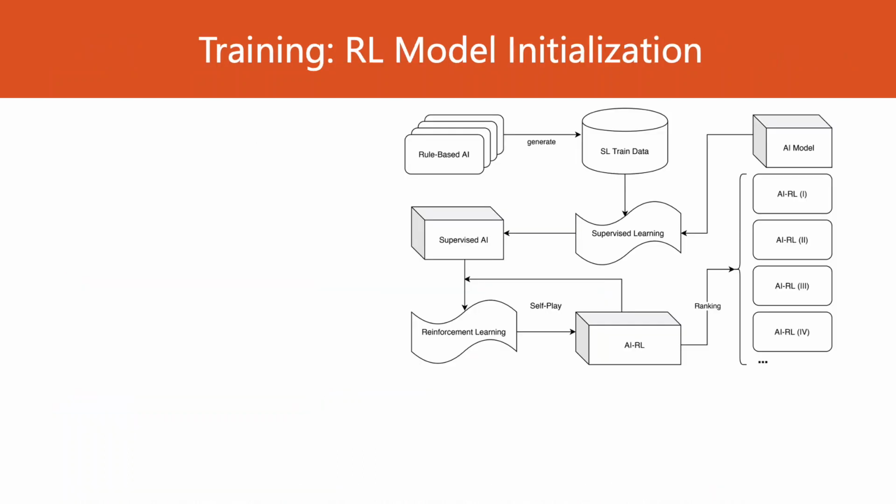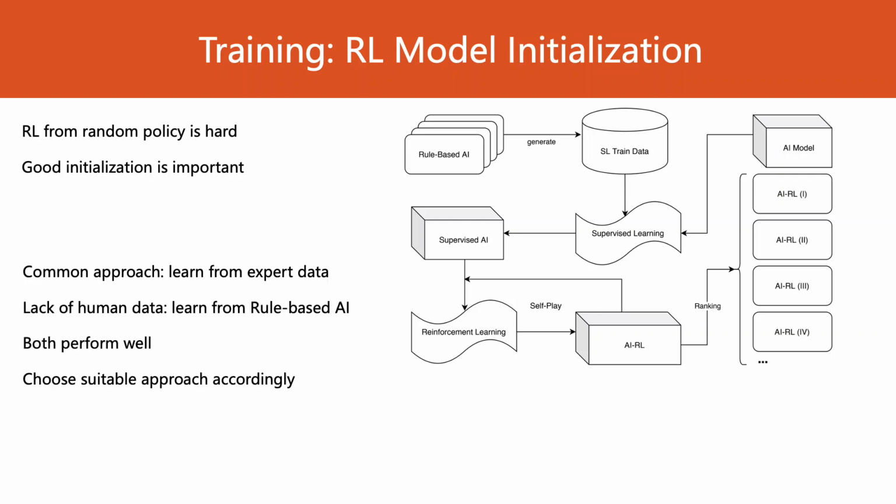The second thing we want to share is our model initialization method. In practice, reinforcement learning from a random policy is always very hard, so a good initialization of the model is important. A common way is to use human expert data to supervise the model and then use the model for reinforcement learning. However, in some situations, we don't have access to expert data or even any type of human data. So we developed a method called rule-based initialization.